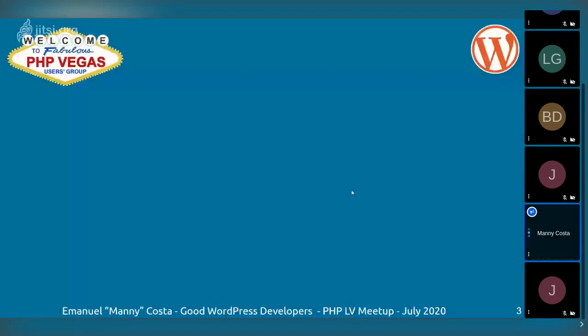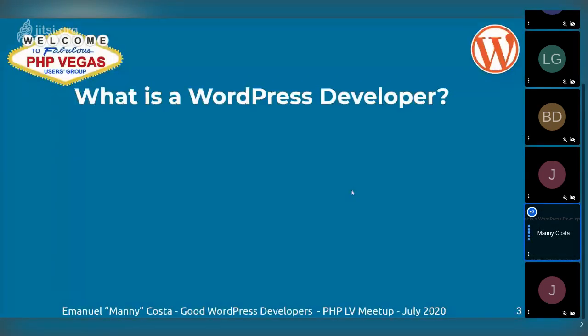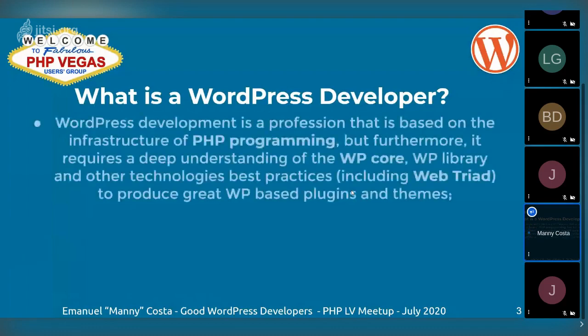So let's start with this. Now, what is a WordPress developer? I did some research on Google, and I changed some wording, but this is what I came up with. WordPress development is a profession that is based on the infrastructure of PHP programming. But furthermore, it requires a deep understanding of WP Core, the WP library, and other technology best practices, including the web triad, to produce great WP-based plugins.